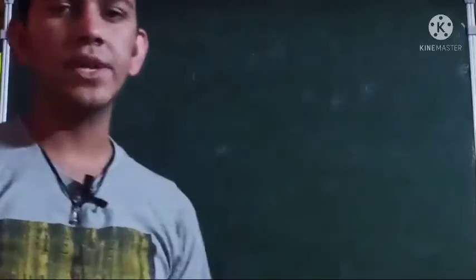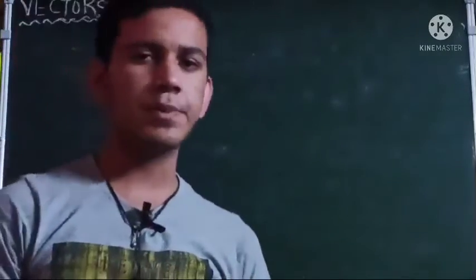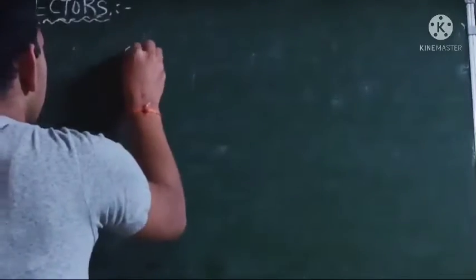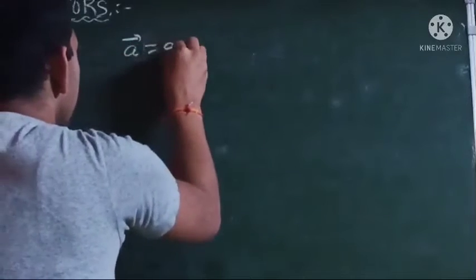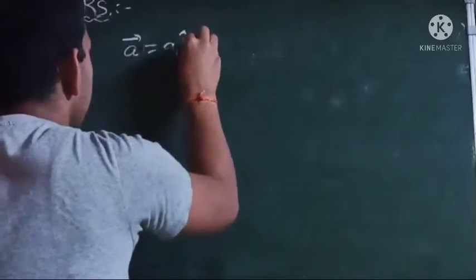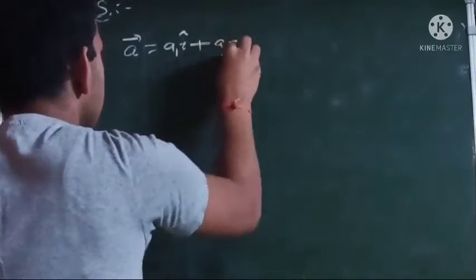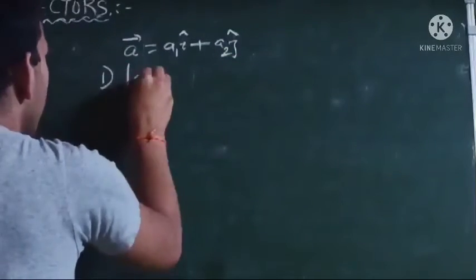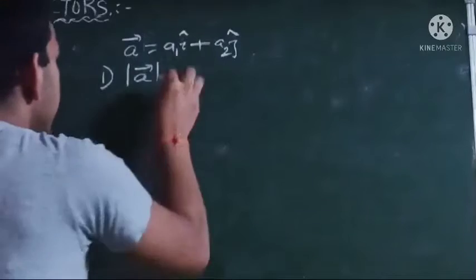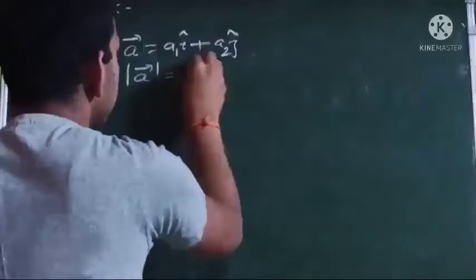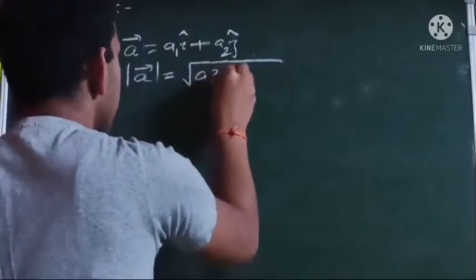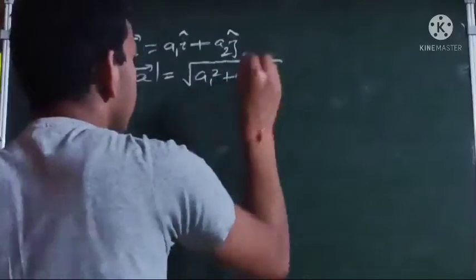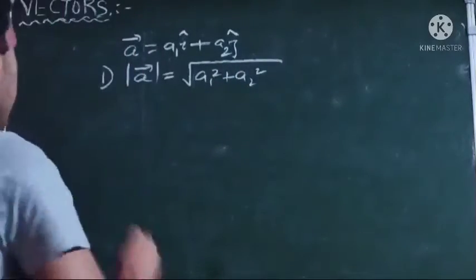Next, suppose we are given A vector is equal to A1 I cap plus A2 j cap. Then its magnitude, mod of A vector, is given as root under A1 square plus A2 square. We have already seen this concept.